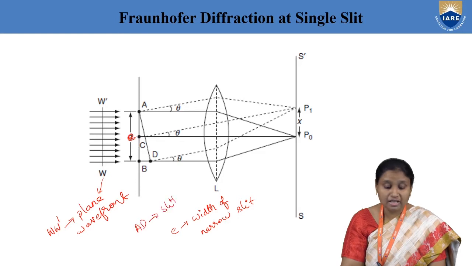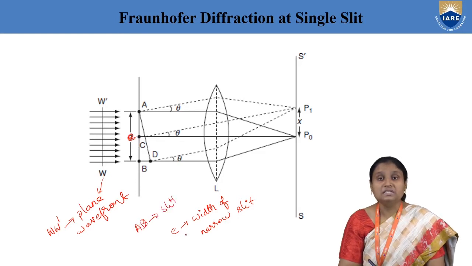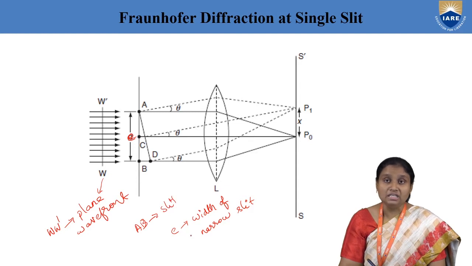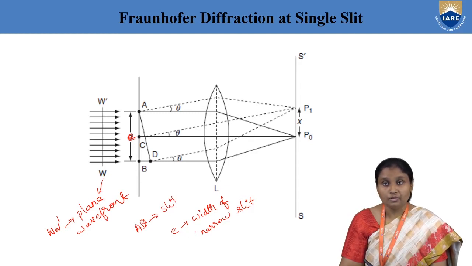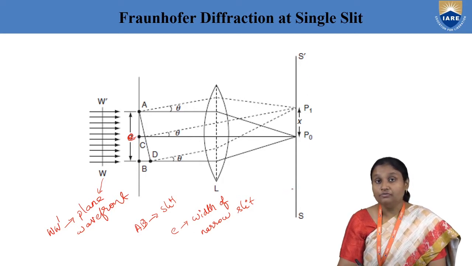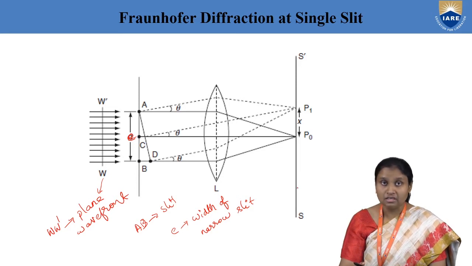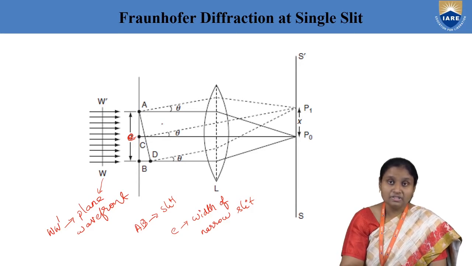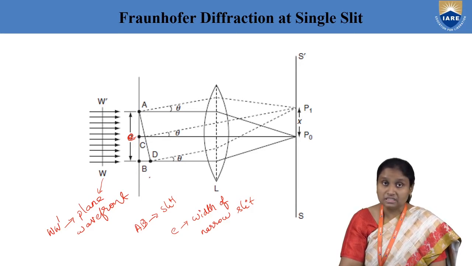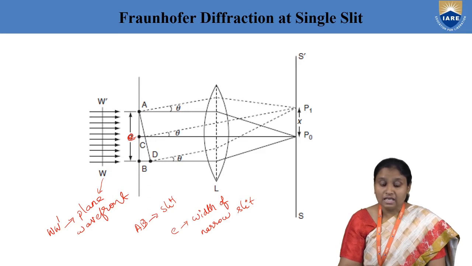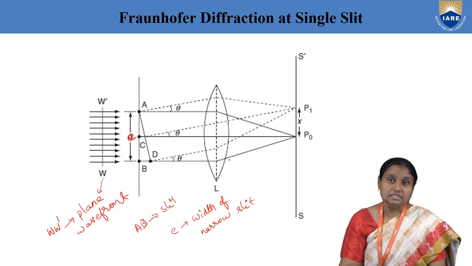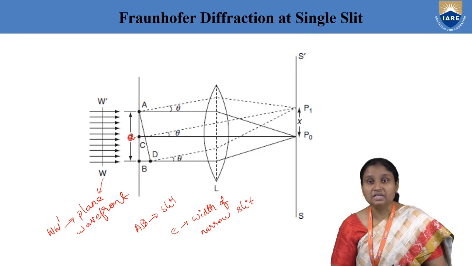So AB is our narrow slit whose width is given by e, and the value of e is very, very small. Then we have our SS dash. SS dash is our screen, and we know that in Fraunhofer diffraction, the screen is also kept at infinite distance. So in order to make whatever secondary waves are getting diffracted from the slit fall on the screen, I have to make use of this converging lens L. So this is our experimental setup.